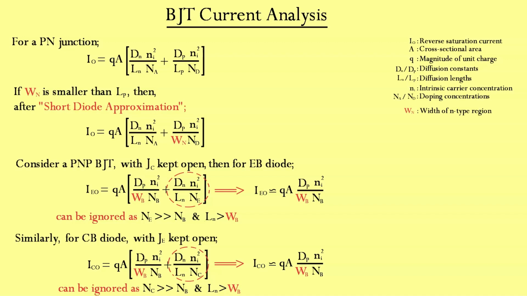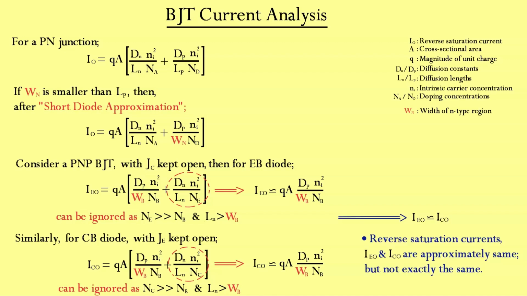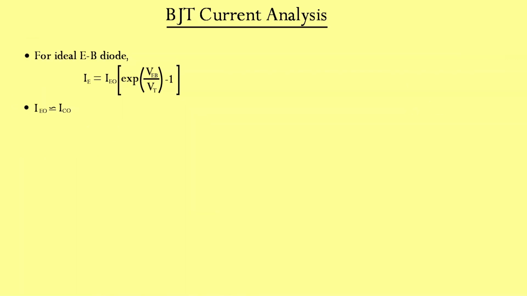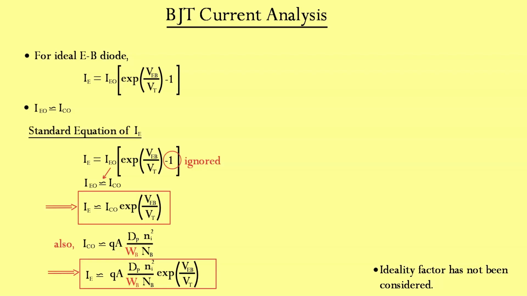Therefore, the reverse saturation current for the collector-base diode comes out to be approximately equal to the magnitude of charge on an electron multiplied by cross-sectional area multiplied by diffusion constant of holes into square of intrinsic carrier concentration divided by base doping concentration into base width. Therefore, we can say the reverse saturation currents for the emitter-base diode and collector-base diode are approximately the same. However, they are not exactly the same. Now we can find the standard equation for emitter current by ignoring the minus 1 and replacing the emitter-base reverse saturation current with the collector-base reverse saturation current.